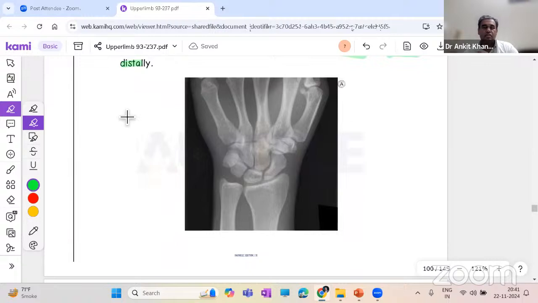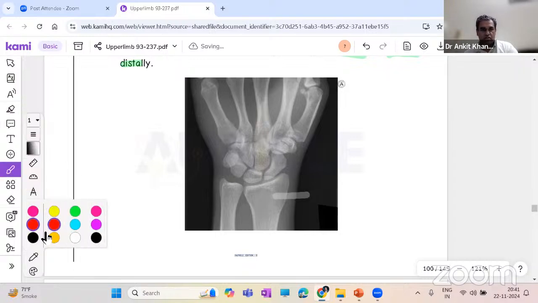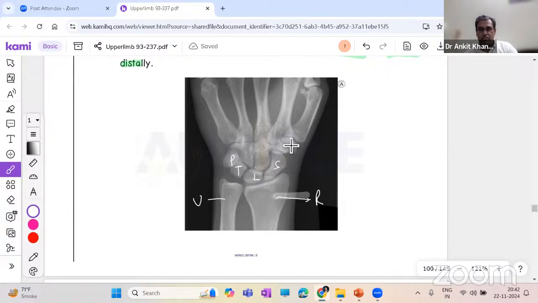Now, here is an X-ray. In the X-ray, what things can we figure out from here? This bone is which one? Radius. This is the ulna. Look at the size. Here you have the scaphoid, lunate, triquetrum is whole, and pisiform is this. This is trapezium, trapezoid, capitate, and hamate.